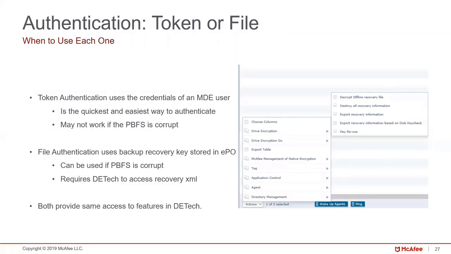In cases where you're not able to use token authentication, the file authentication becomes the option you have to use. It uses recovery data that's stored in EPO. It does require that the DETech application access the recovery XML file and load it to be able to authenticate. Both the token and the file authentication do provide access to the same features and functionalities within the DETech environment.